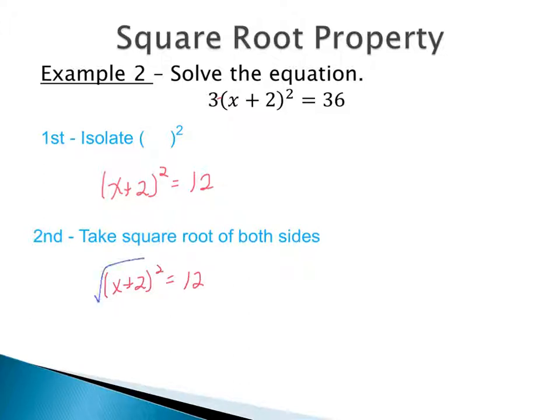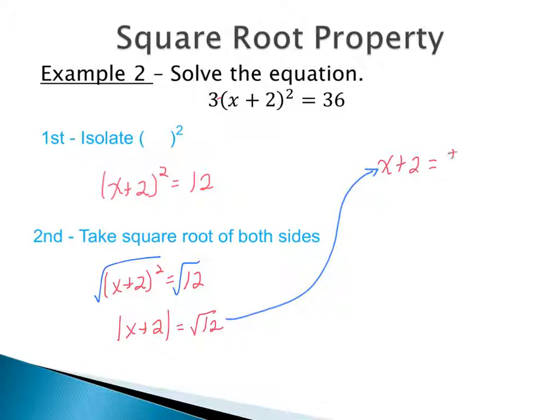So I'm going to rewrite what we have right now, which would just be x plus 2 squared equals 12. So I'm taking the square root, but again, when I'm taking the square root of a squared quantity, this really means that I have the absolute value of x plus 2 equals the square root of 12. But again, that inside can either be plus or minus to get us that answer of square root of 12. So I'm going to look at this then as x plus 2 equals plus or minus square root of 12.